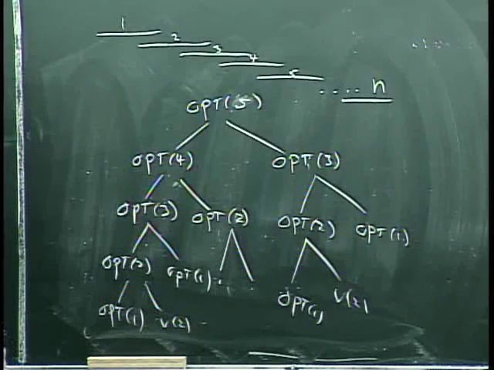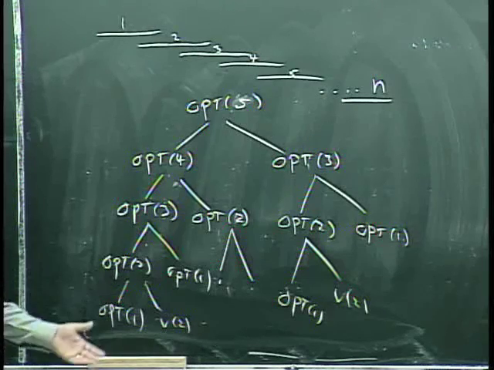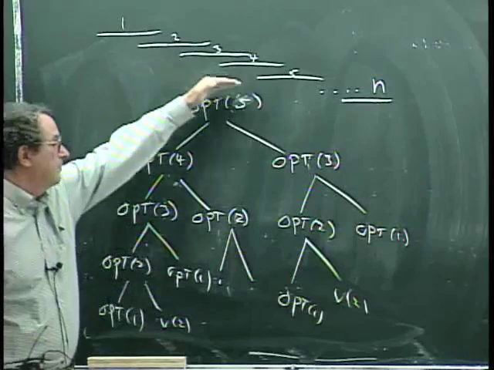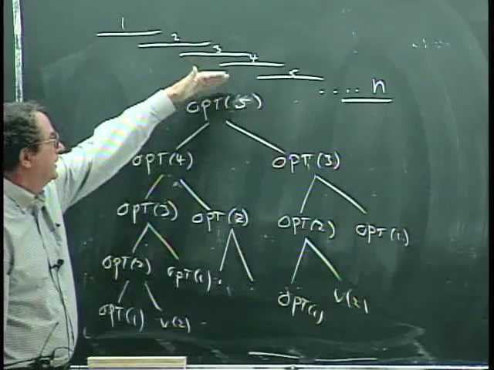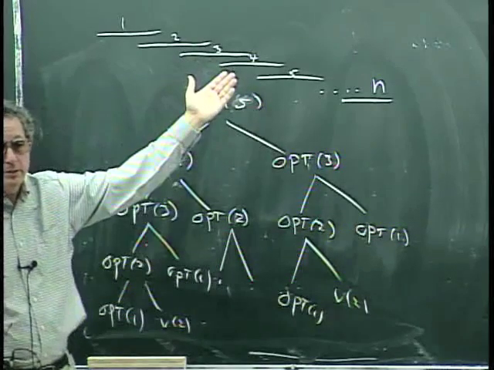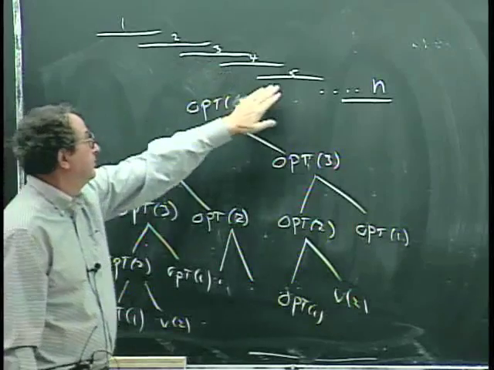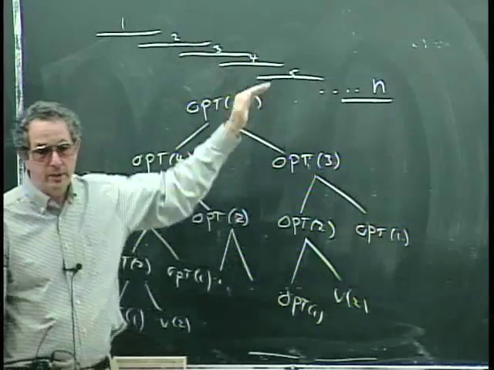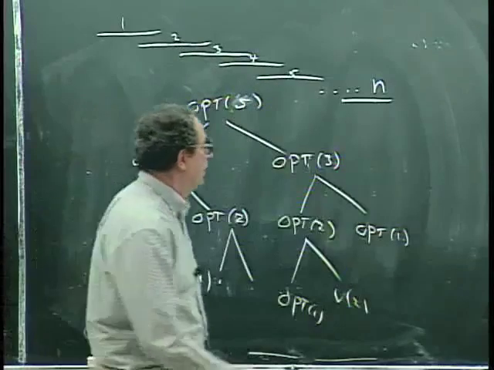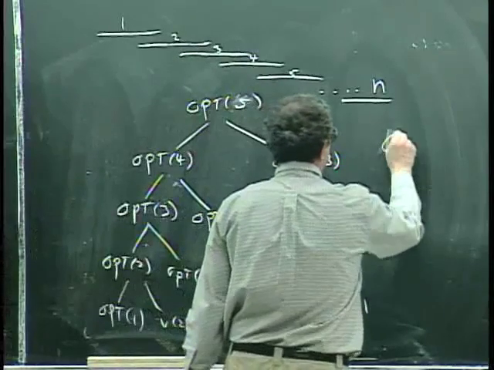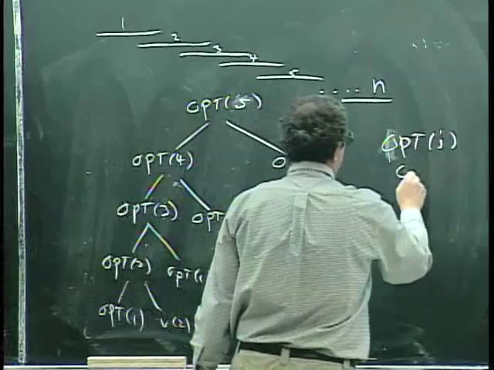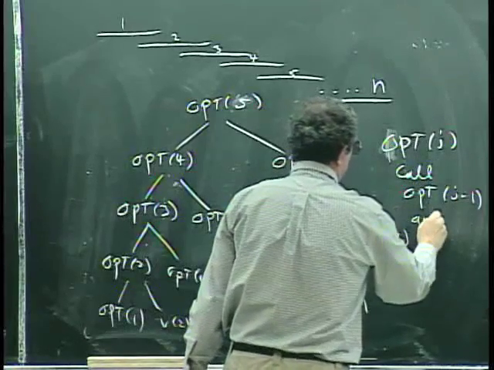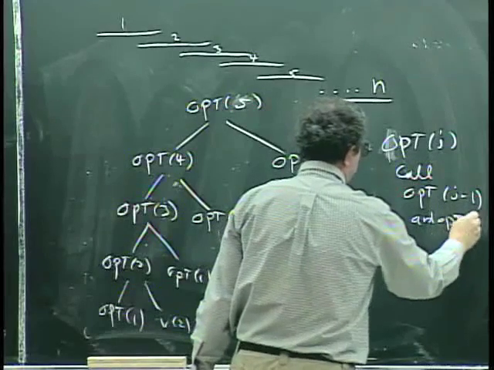Each opt of j is calling opt of j minus 1, and it's also calling opt of j minus 2, just the way these things are overlapping. This is just setting up the example so that pj is always j minus 2. So p of 5 is 3, p of 4 is 2, etc. So we can have many of these. Opt of j calls opt of j minus 1 and opt of j minus 2.